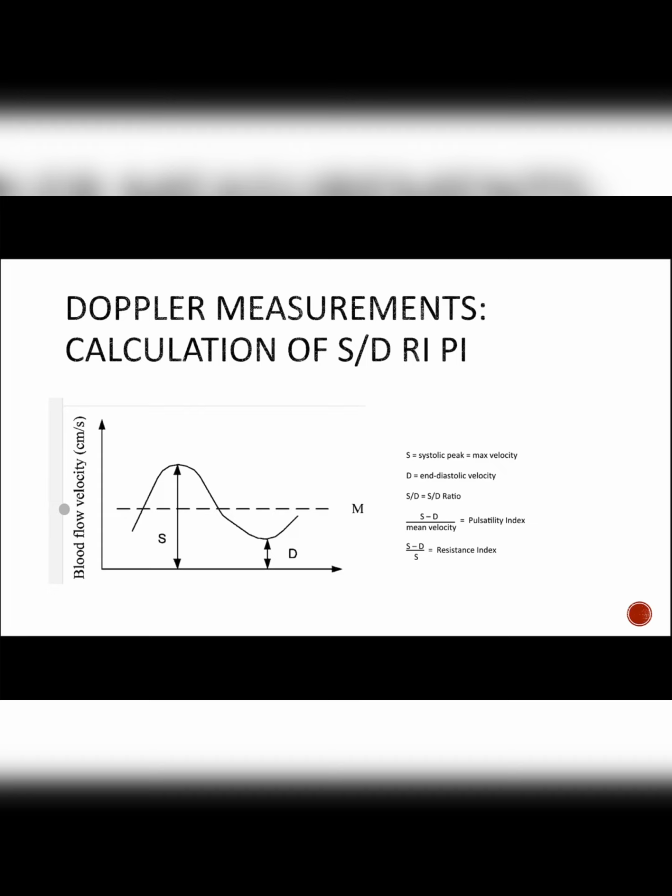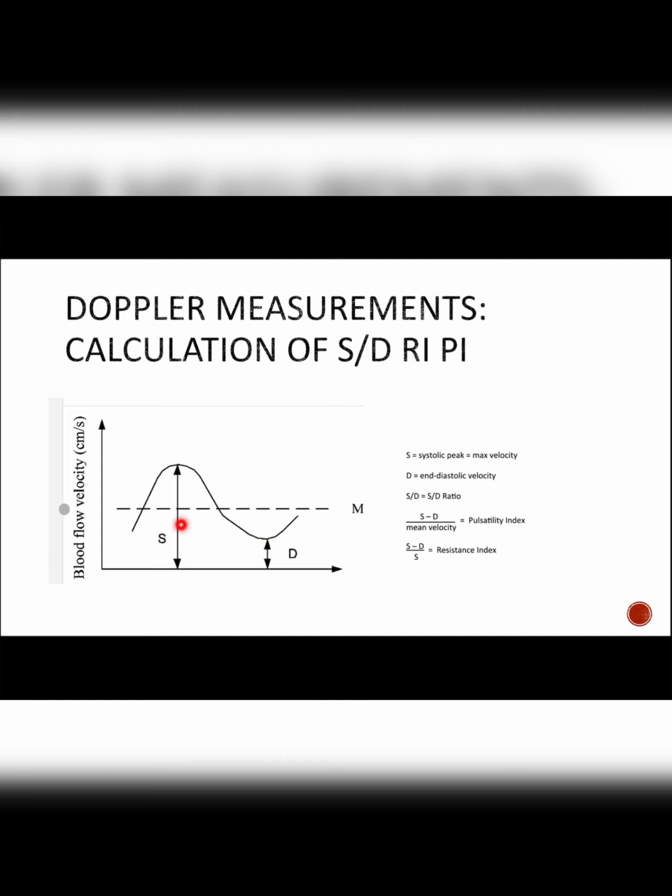So this is the waveform that happens when the blood is passed through the vessel. This is the highest velocity that the blood passes through. This is called the systolic velocity, and this is the diastolic velocity. So the blood is passed through the fetal circulation both in systole and in diastole. If I calculate the ratio between the two, it is S by D. So this is the SD ratio.